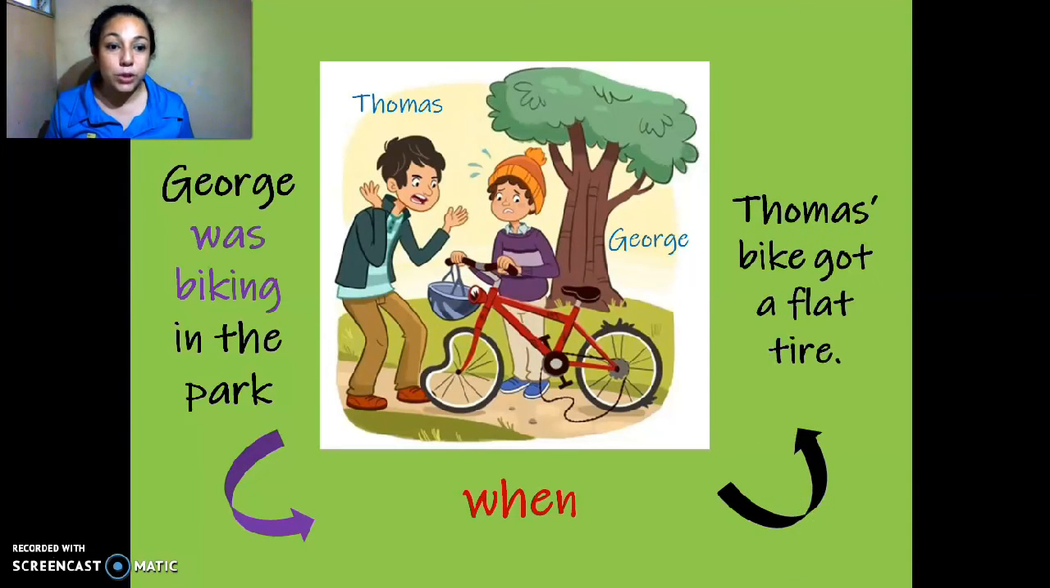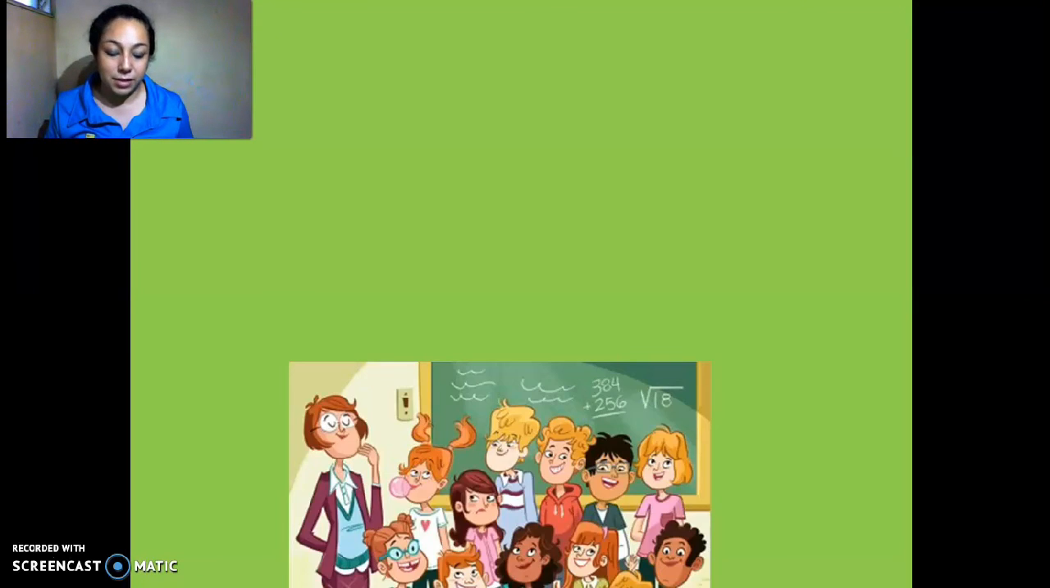Okay, when Thomas' bike got a flat tire. This one is the second action. That means this action interrupts the first one. So for that reason, we call it interrupted past action, because a second action is interrupting the first one. So let's continue with this next example.